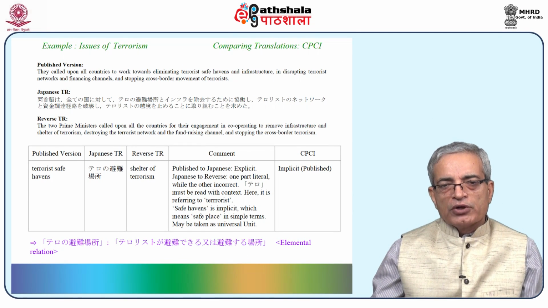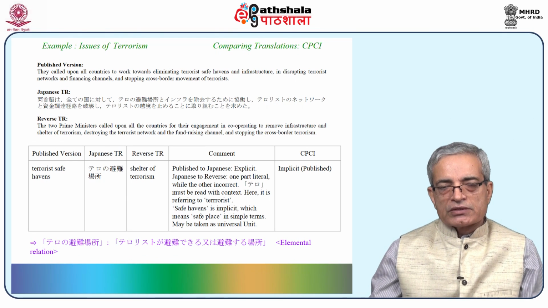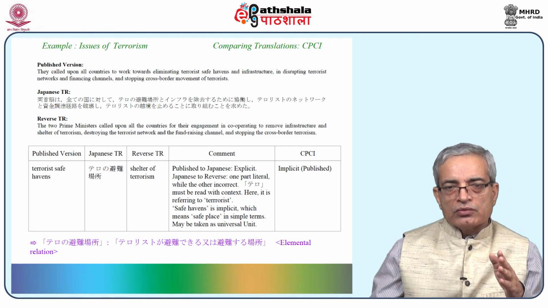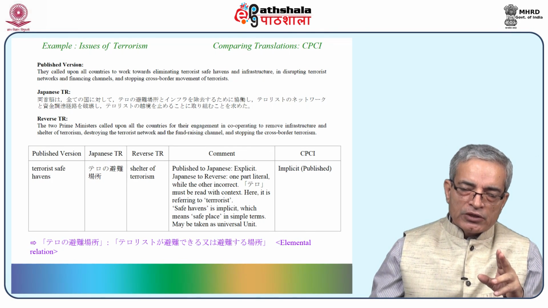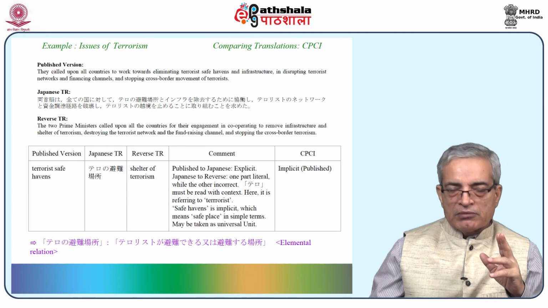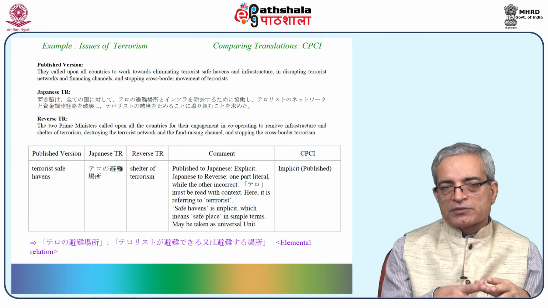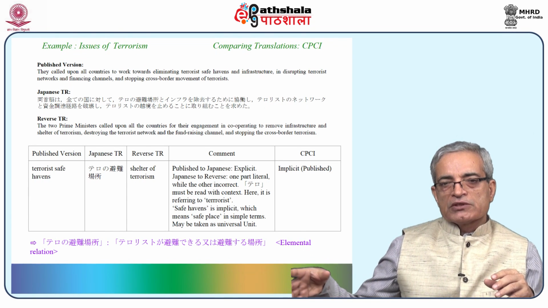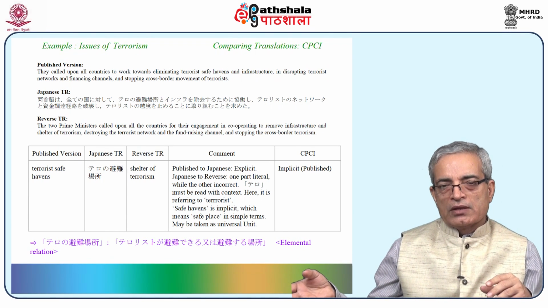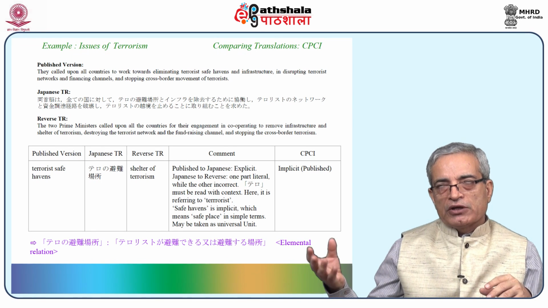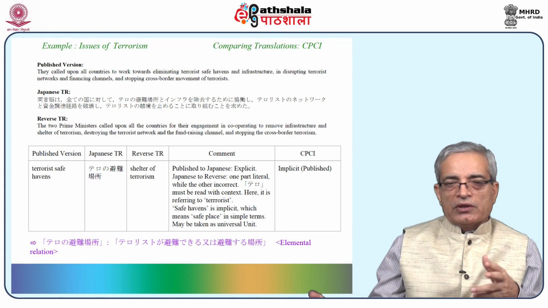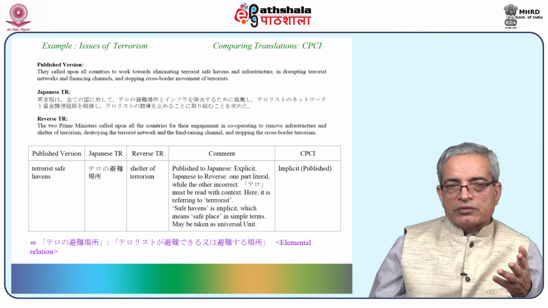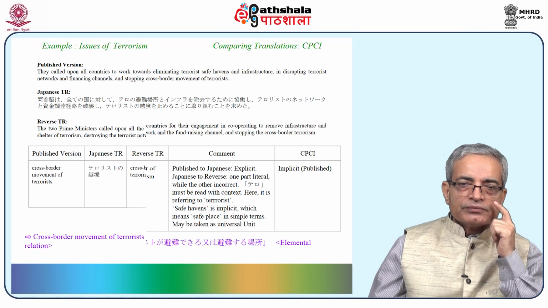Let's take the CPCI components, and first is terrorist safe havens. It's a good word. Tero no, it's Hinan Basho. Okay, Tero no Hinan Basho. Hinan Basho, normally in the earthquake people say Hinan Basho. That means if an earthquake takes place, you go to a Hinan Basho, a place where you can evacuate to. But it's a safe haven, because it's believed that you will be comfortable there. So implicit. Okay, so terrorist safe havens is making it implicit. Fine.